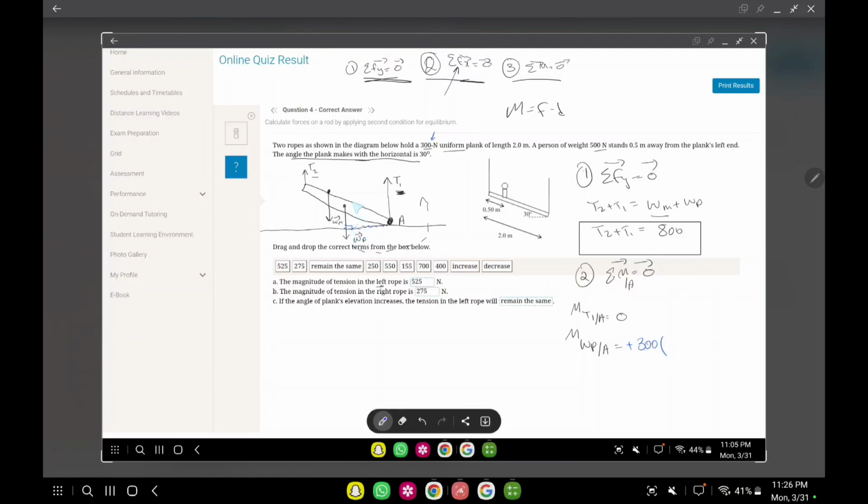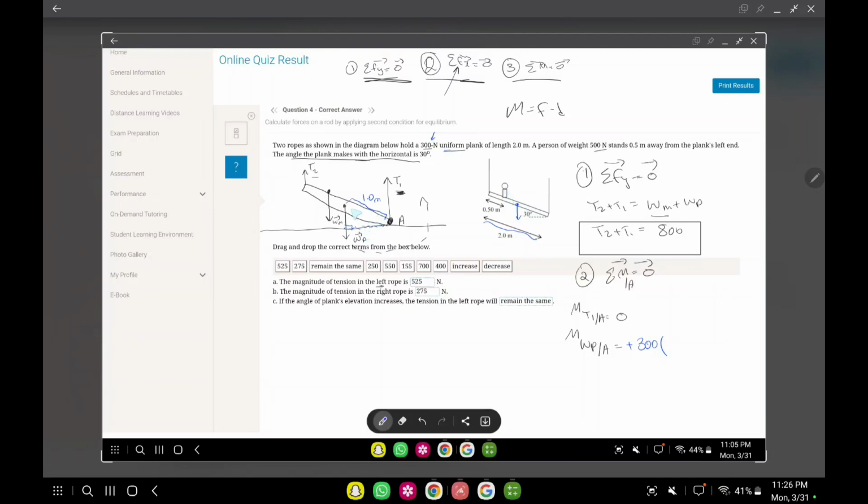How much is this? We know that this over here is 1.0 meters. How do we know it's 1.0? Because they told us the whole thing is 2 meters. The weight of the plank, since it's uniform, acts at the middle, in the center, right? So it's going to cut it into 2 halves, 1 meter and 1 meter. Okay? We know it's 1 meter.